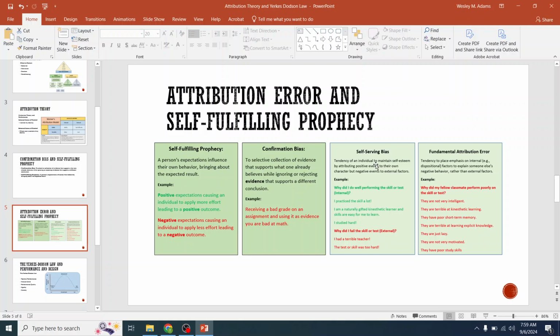But if I fail, I tend to go external. I tend to blame external factors that are out of my control. Oh, I had a terrible teacher, or this subject matter was super difficult. Nobody can learn this. This is just super hard. It's too complex. I tend to go external when I fail, internal when I succeed.